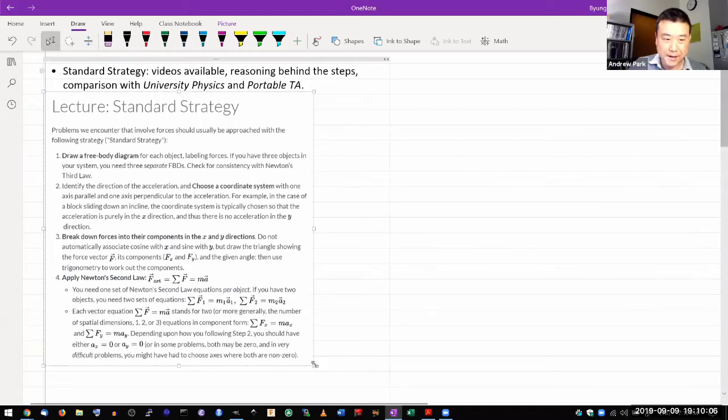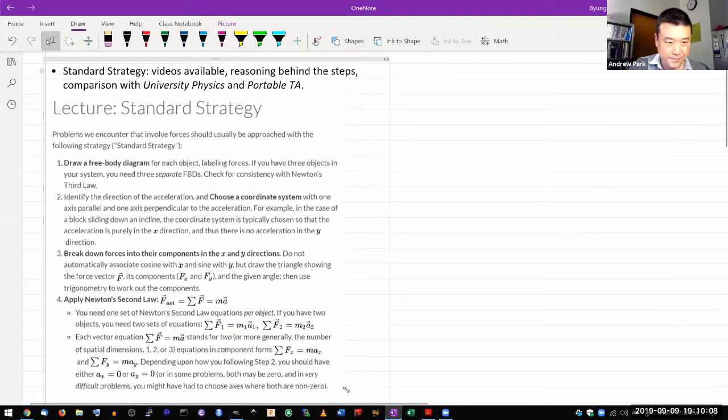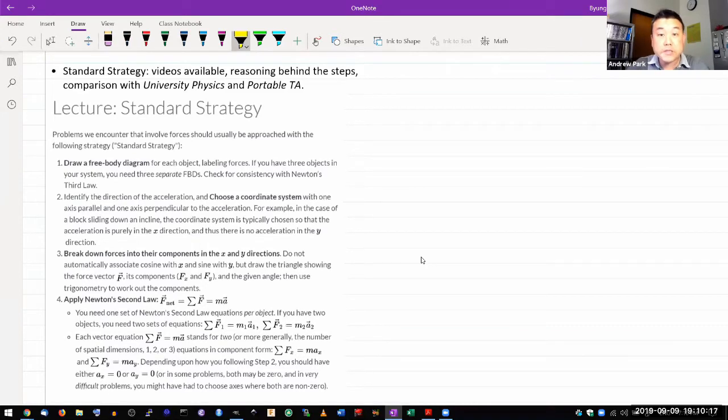So this is what we label standard strategy. I copied them here before we started. As an explanation for the reasoning behind the steps, it really does go to the very last step, step number four, where we say apply Newton's second law, or write the net force equation. That is the end goal of following these standard strategy steps.